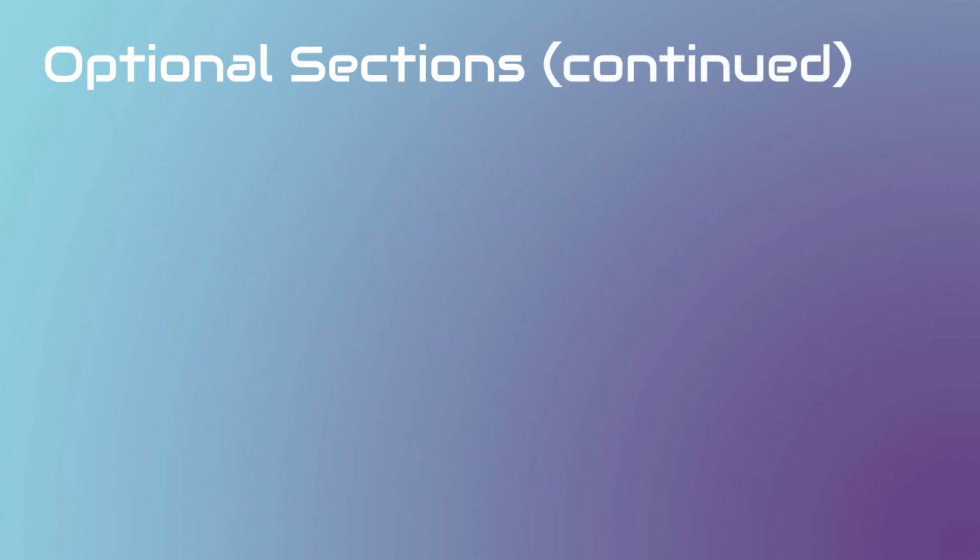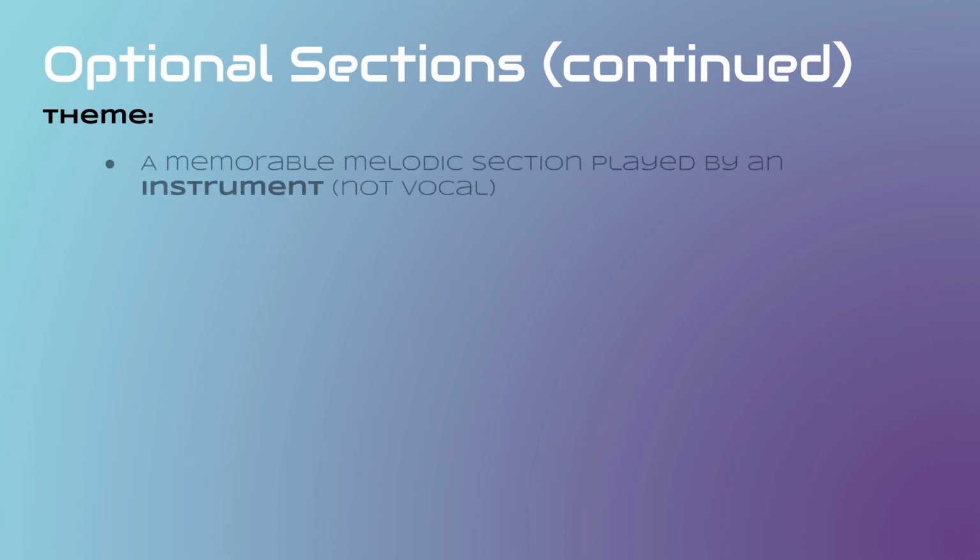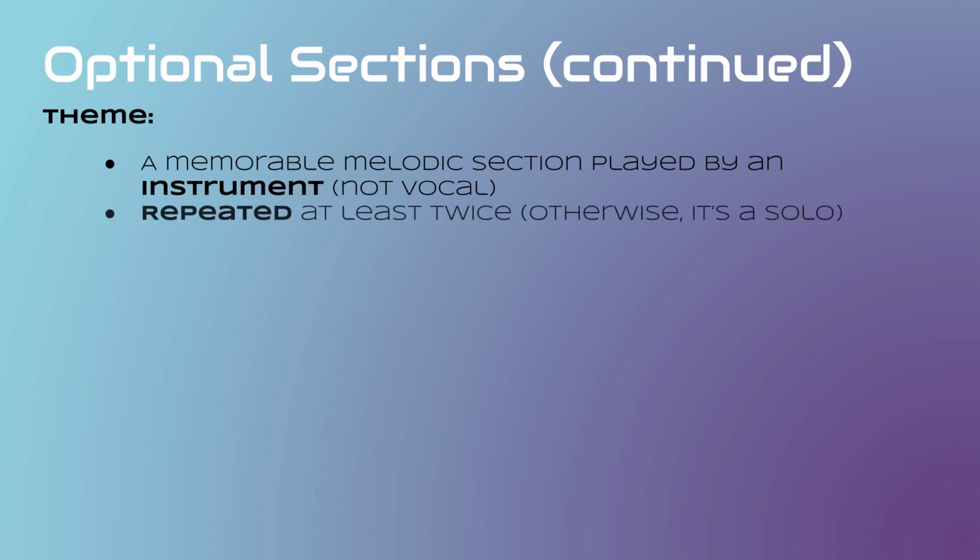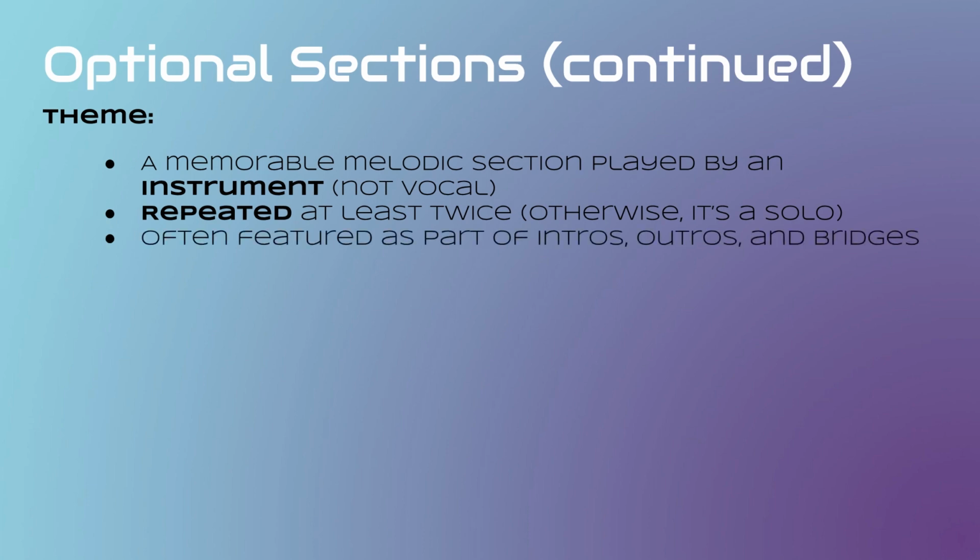While we're on the subject of melodic, instrumental song sections, let's take this opportunity to discuss themes. Like a solo, a theme is a memorable melodic section played by an instrument, which is to say, it's not part of the main vocal melody. Unlike a solo, however, a theme is repeated at least twice during the course of the song. If it was a one-off event, it would be a solo instead. Themes often appear near the beginning and end of a tune, sometimes incorporated into an intro and outro, and may also feature as part of the bridge.